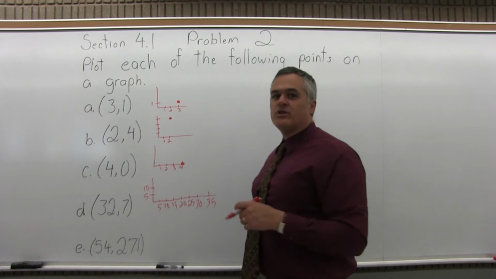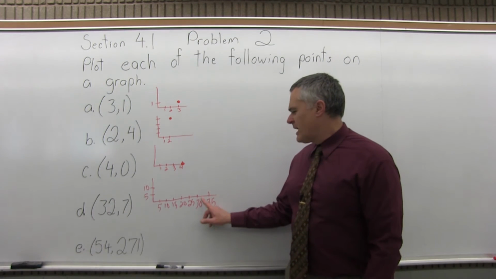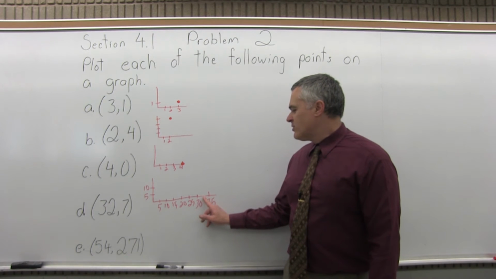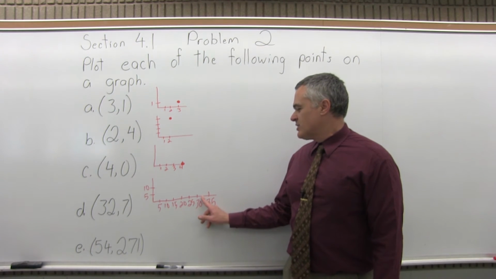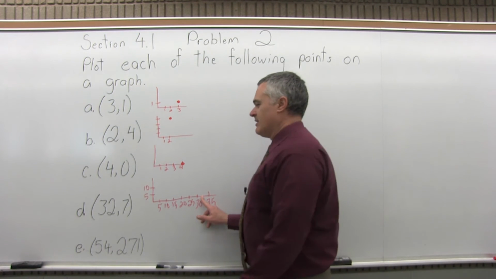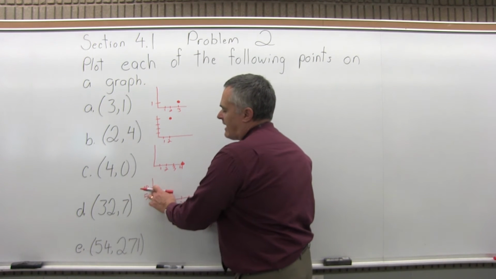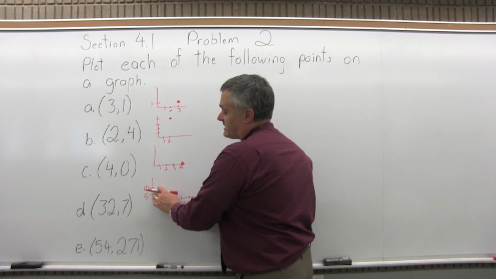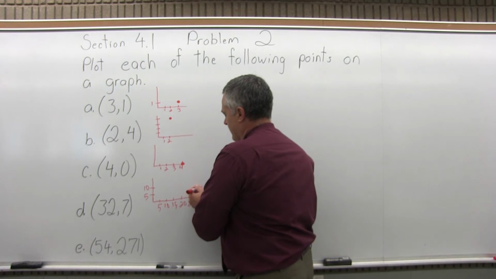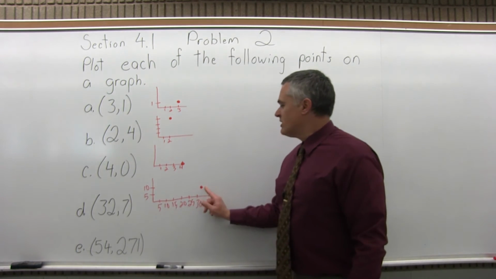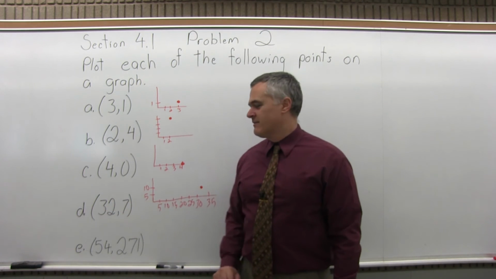So over 32. Now I don't have 32 exactly on my number scale, so by eye I can go halfway between the 30 and the 35 would be 32.5. So I can just go slightly less than halfway. Up 7. Again, I don't have exactly 7 on my number scale. Right in between 5 and 10 would be 7.5. So slightly less than halfway. So this looks like it'd be over 32, up 7 for this graph.